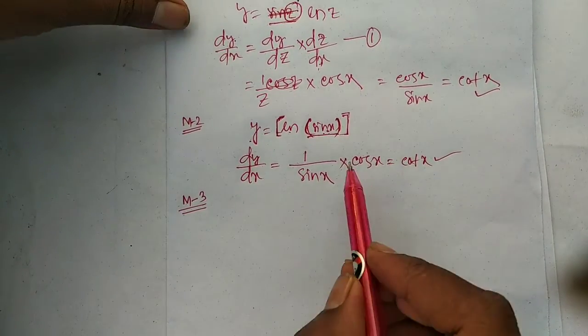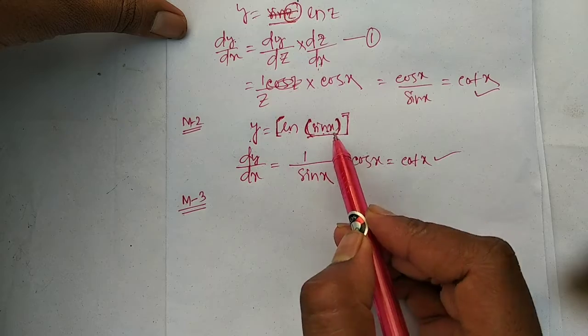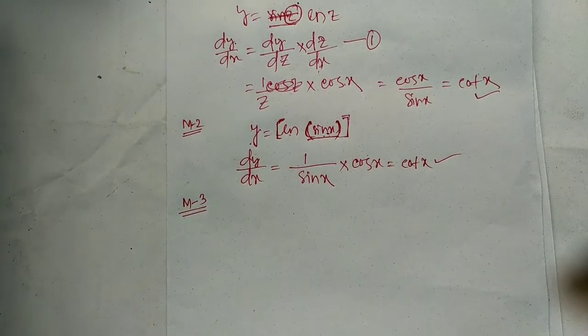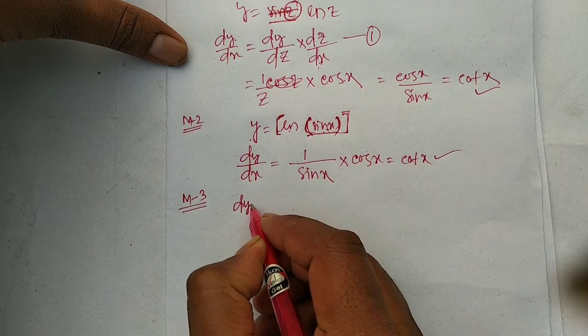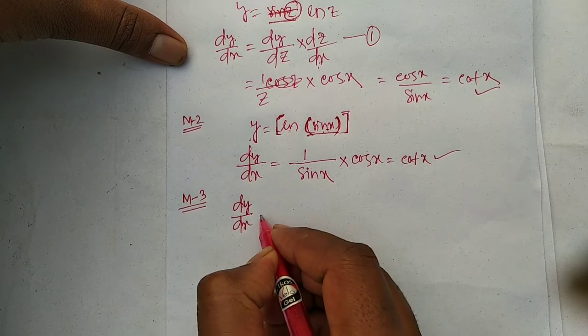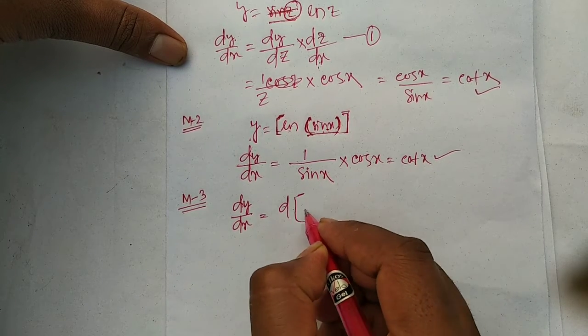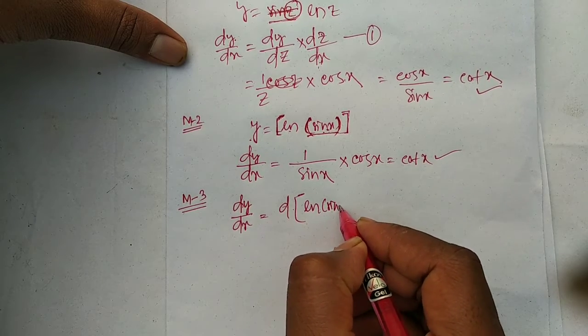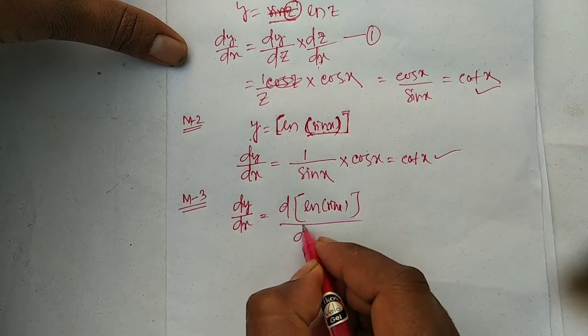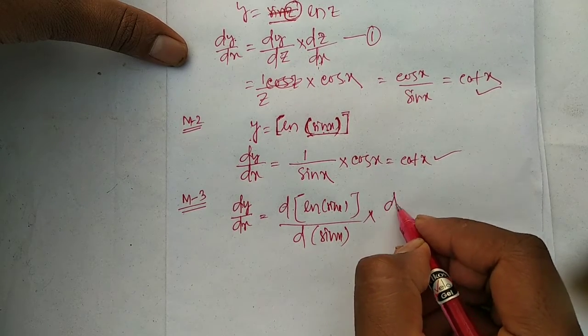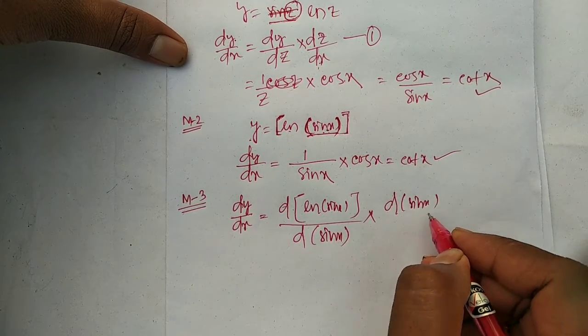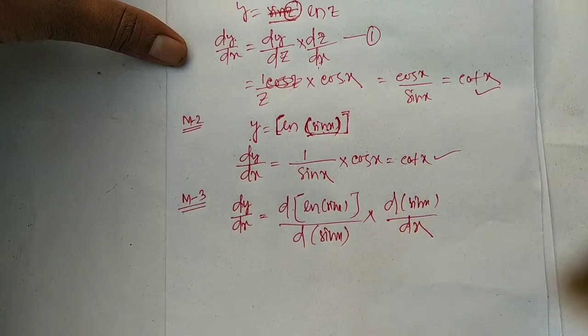Here the given function is a function of sin x, and sin x is a function of x. Then we have to break it in that manner. dy by dx will be the derivative of ln sin x with respect to sin x, times the derivative of sin x with respect to x.